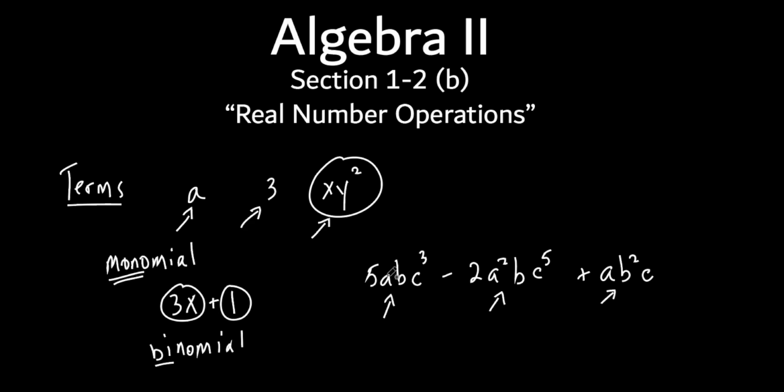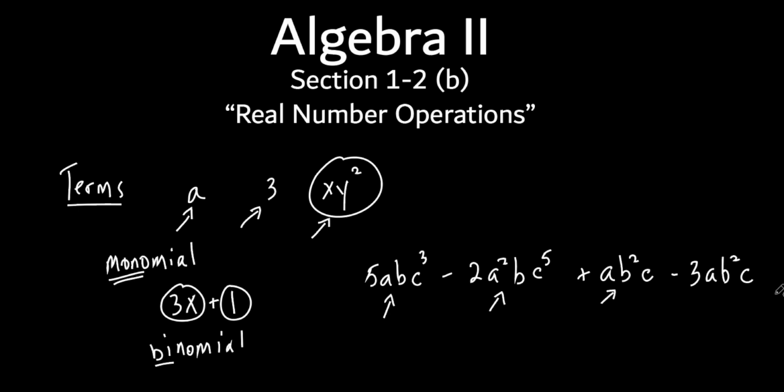Do you see that? They all have a, b, and c in it, but this one has 1a, 1b, and 3 c's. This one has 2 a's, 1 b, and 5 c's. This one has 1a, 2 b's, and 1 c. So they are completely different terms. What if I had this? What if I had minus 3ab squared c?